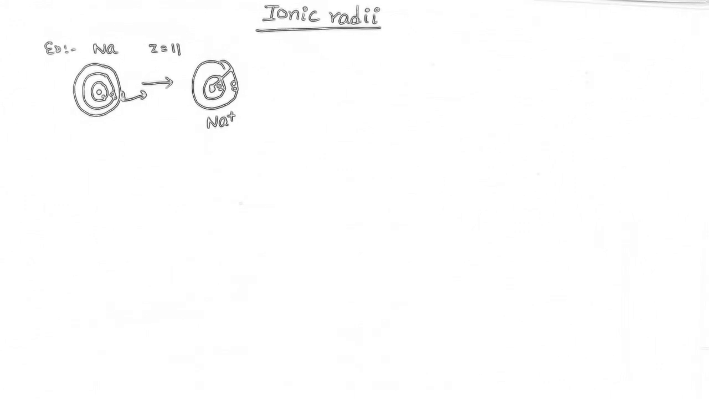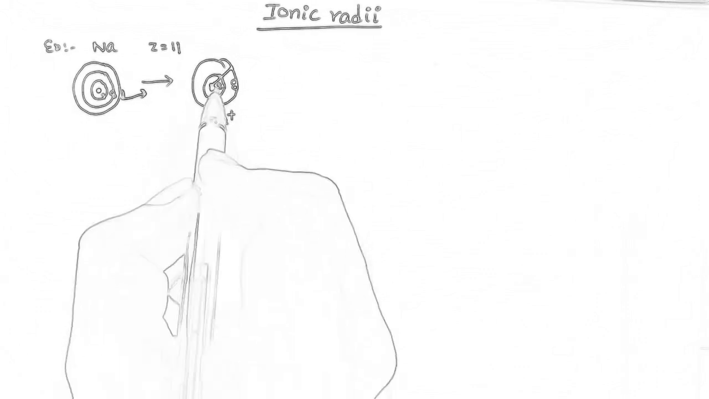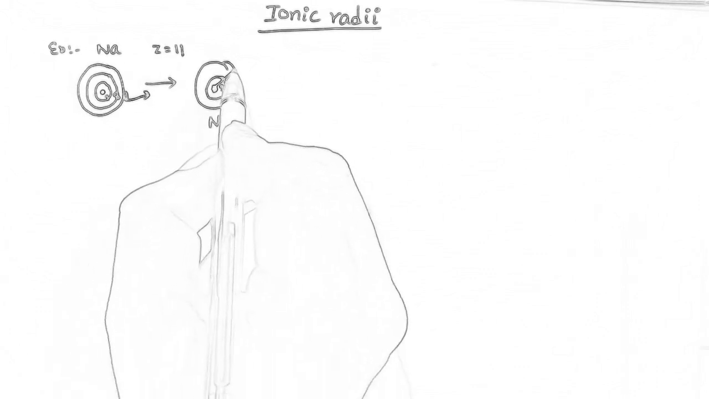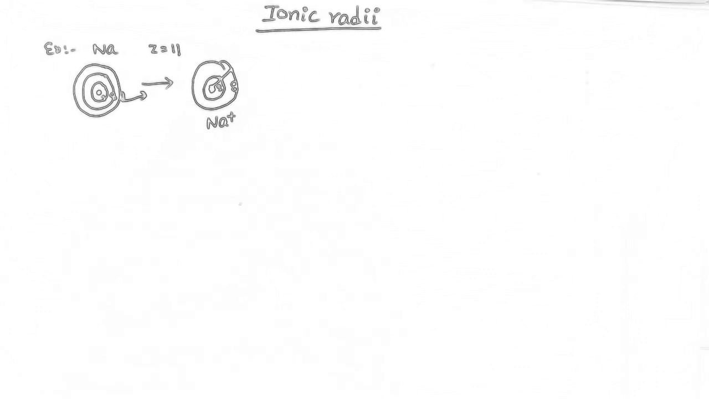Ions are of two types, maybe a cation or an anion. So that is called ionic radii. Once again, what is ionic radii? The distance between the center of the nucleus to the outermost orbit of either the cation or anion, that is called ionic radii.